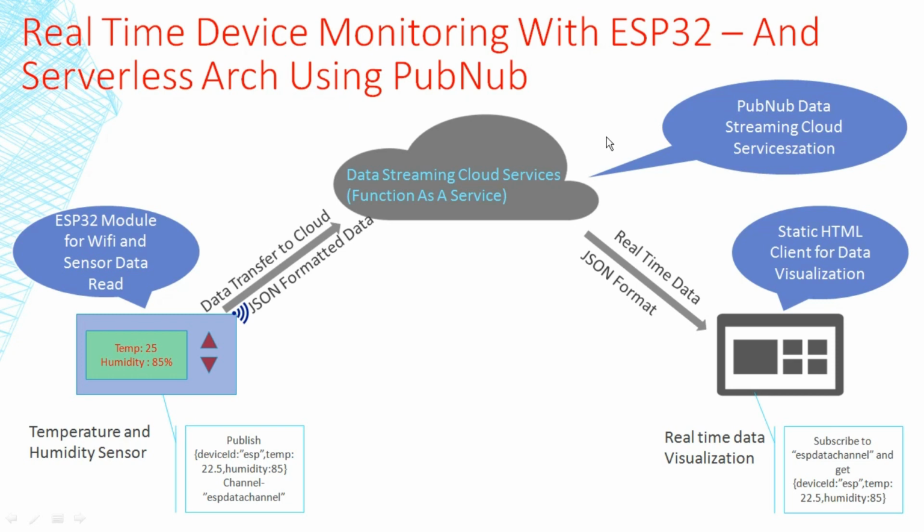So in the first tutorial we saw the setup for ESP32. In this tutorial we are going to see how to build a real-time monitoring system with the help of ESP32, using serverless architecture with the help of the PubNub data streaming network. This slide shows the overall architecture of the system, but before we begin I'll take you through the actual system and show you how it looks. Then we'll go through the details of the system. So let's go through it.